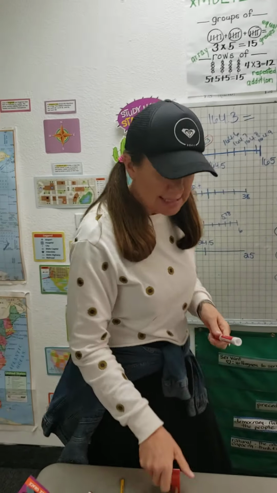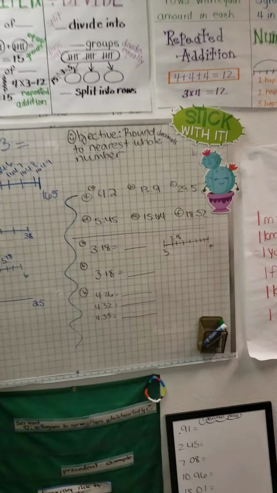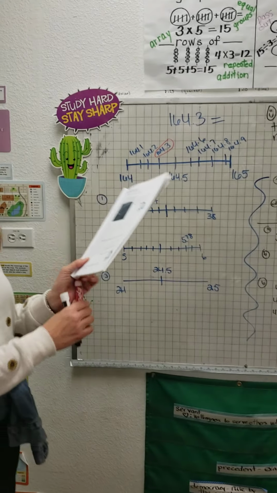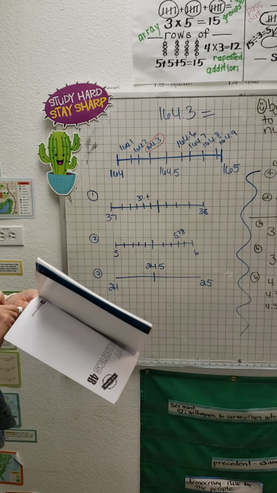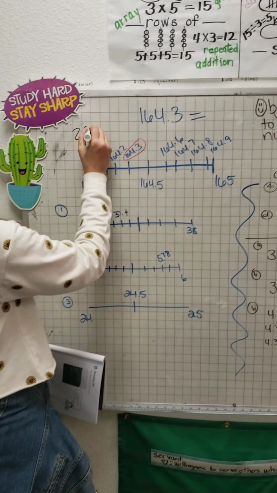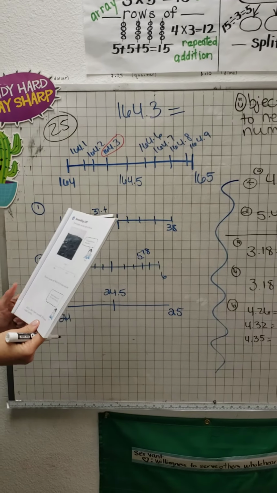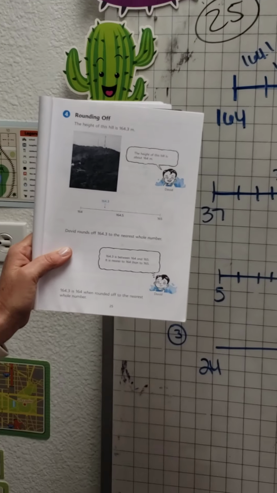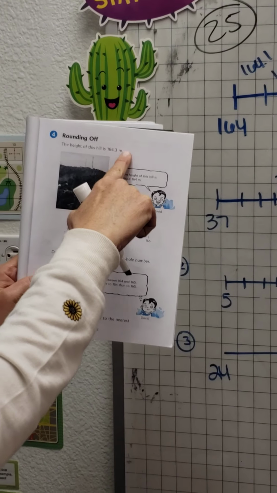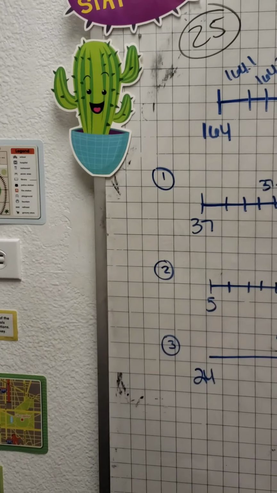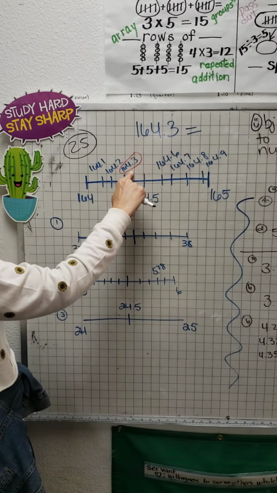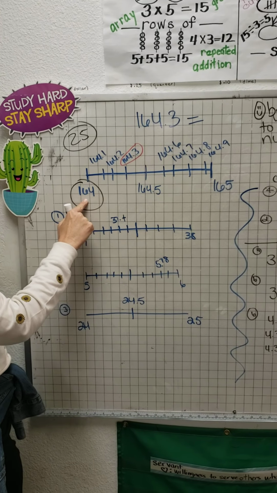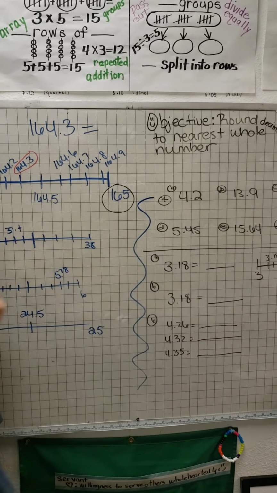So what we're looking at today is rounding decimals to the nearest whole numbers. So look in your textbook at page number 25. Go ahead and take that out. Page number 25. And it shows a picture of a hill, and it says the height of this hill is 164.3 meters. So we want to know if that 164.3 is closer to 164, notice that's a whole number, or 165.